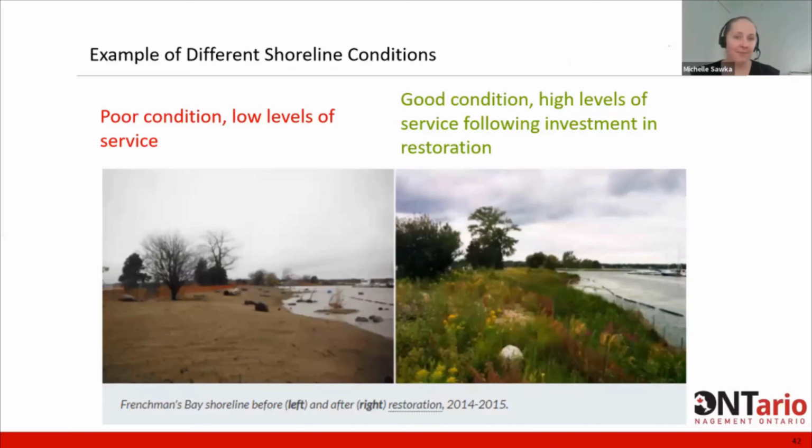Here's a visual example of what I'm talking about, the different conditions of green infrastructure assets. Here we have a shoreline. On the left, there's very little vegetation with lower levels of service related to wildlife habitat, aesthetics and safety. Following a major restoration effort, which added stone lookouts, added plants, built a protective boulder shoreline, and removed debris, the shoreline here is in much better condition and provides more services to both humans and wildlife.